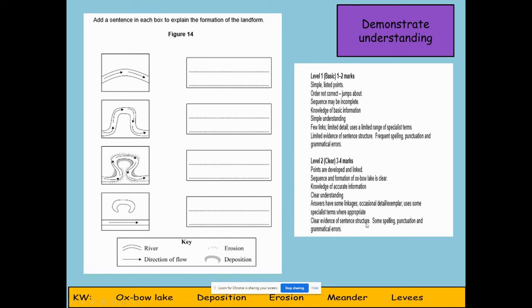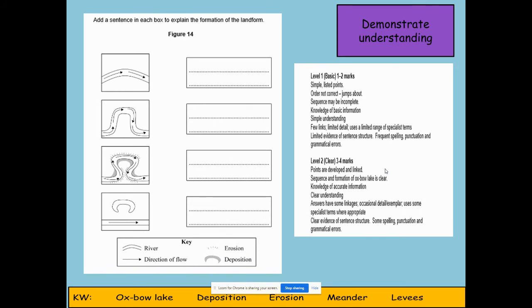Clear evidence of sentence structure. So take a moment. You may wish to try and do it from memory first, just to test yourself, and then actually go back through some of the content, the videos and the textbook pages, and then test yourself.